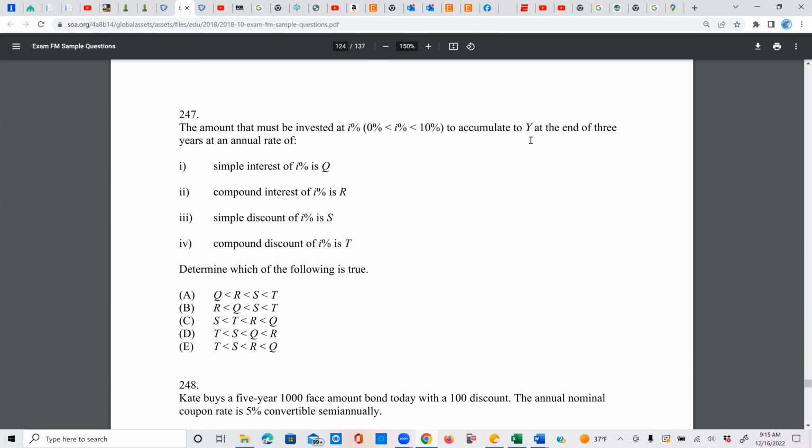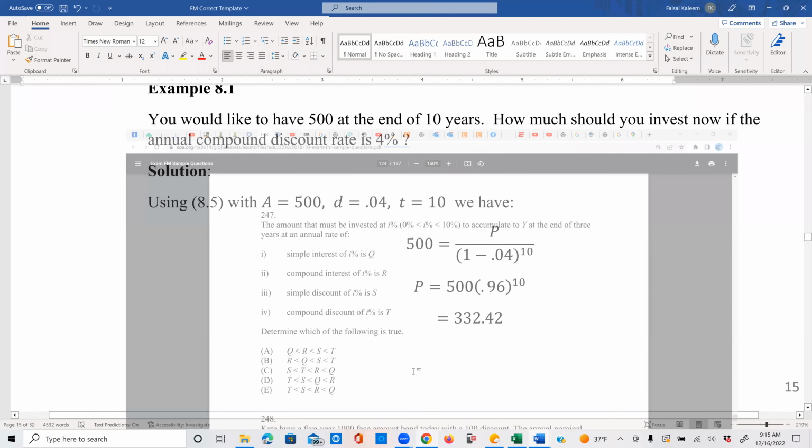So the first thing to note is that we want the same accumulated amount in all the 4 cases, and that is Y. And the second thing to note is that i is anything between 0 and 10%, and based on the answers, the same answer should be obtained no matter what value of i you select between 0% and 10%. So you are free to choose any number that you like in this range. I am going to choose 1%.